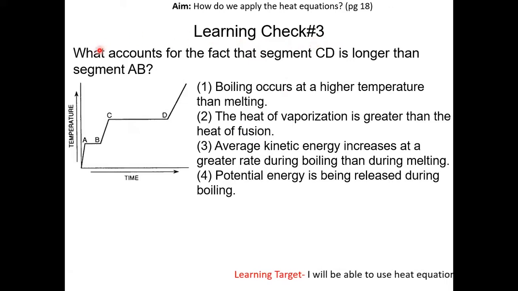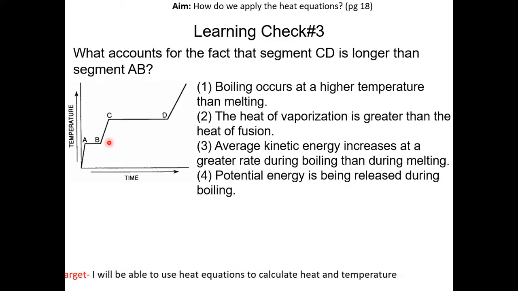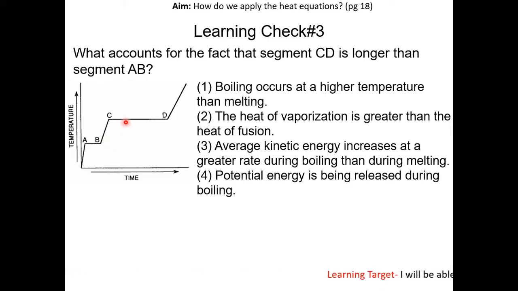Learning check number 3. What accounts for the fact that segment CD is longer than segment AB? Pause the video and resume once completed. Segment CD represents boiling, AB represents melting. Boiling requires more energy than melting, therefore the heat of vaporization is greater than the heat of fusion.